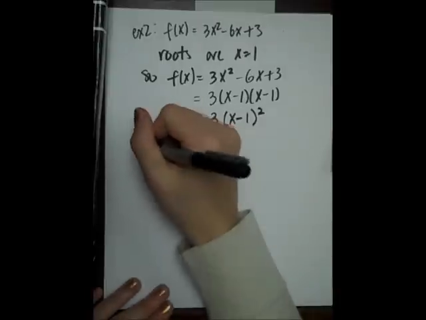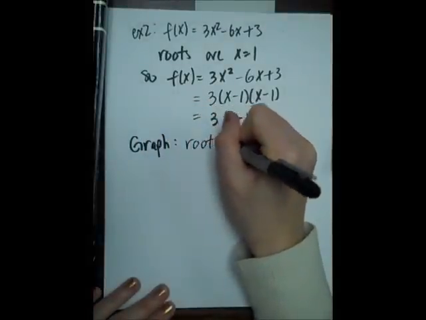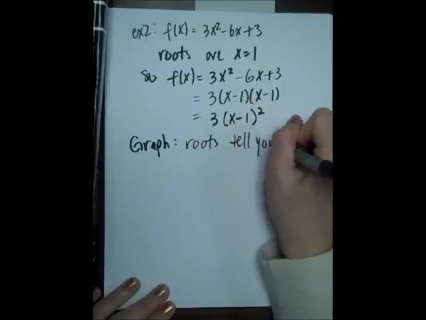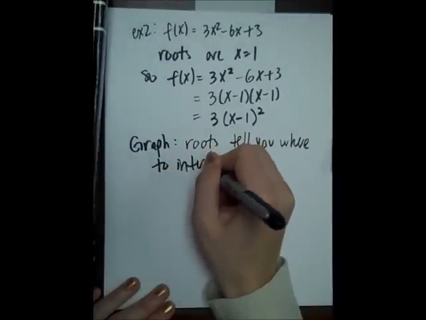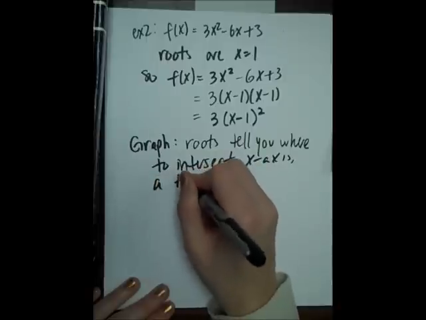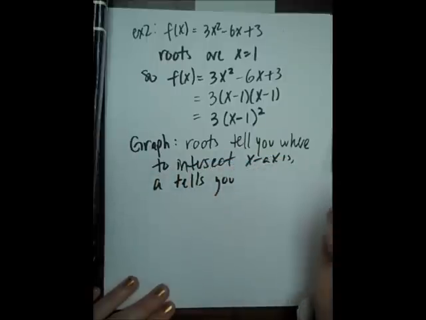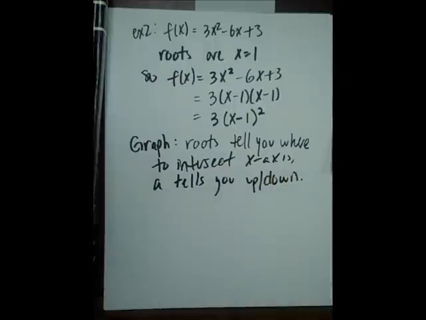Now what this does for the graph is the roots tell you where the parabola intersects the x-axis. A tells you whether the parabola goes up or down. So once you know the roots, you know where it intersects the x-axis. If a is positive, it's going to be an upward parabola. If it's negative, it's going to be a downward facing parabola.